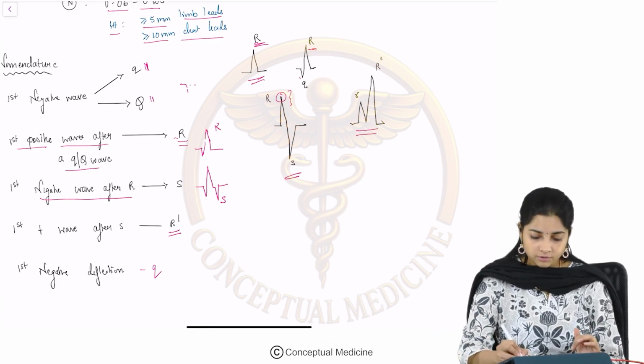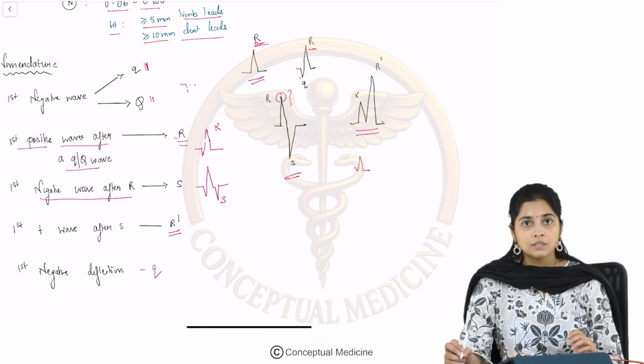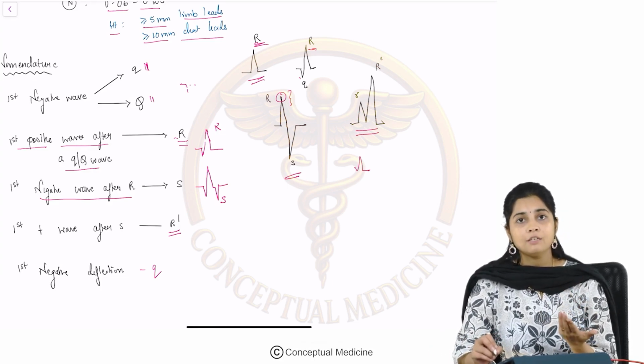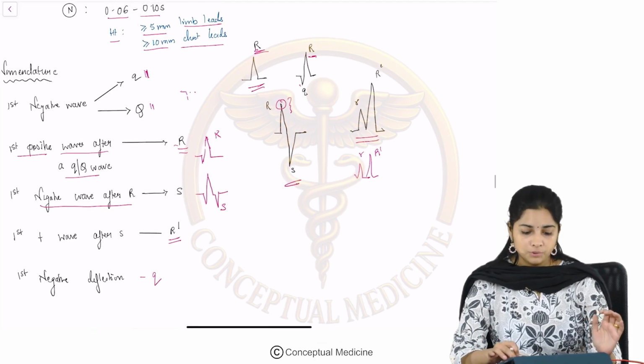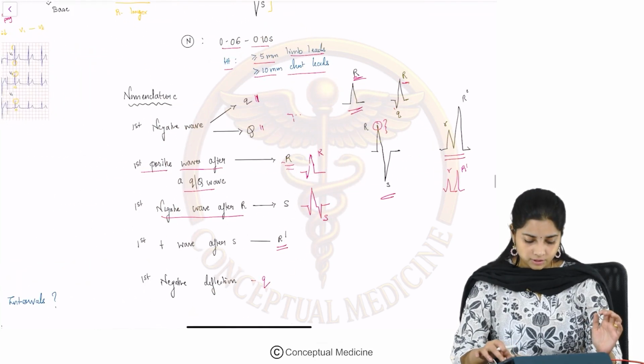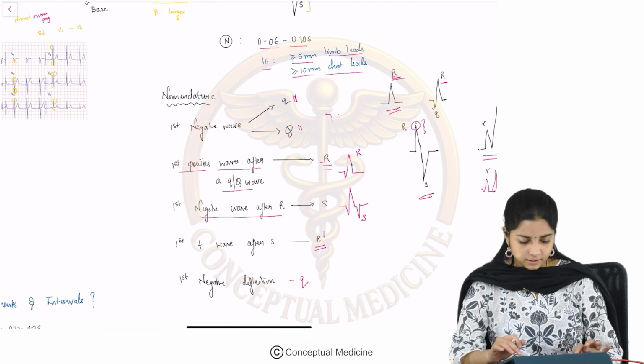Now, these are only positive, there are no Qs, so you have the first positive which is an R, and you have a second positive. If you have a second positive, it is not a Q or an S, it is an R prime. So, this is how you denote the various morphologies of the QRS complexes. I hope it is clear till here.